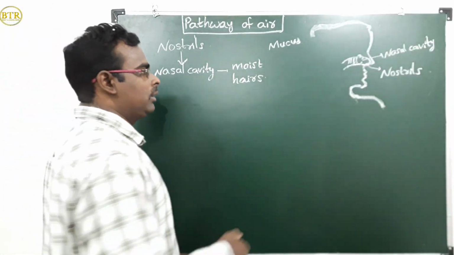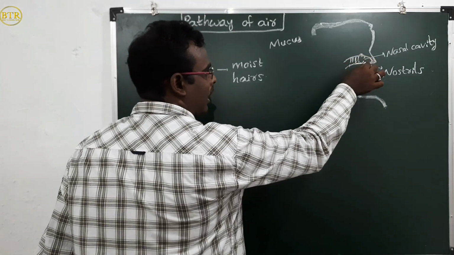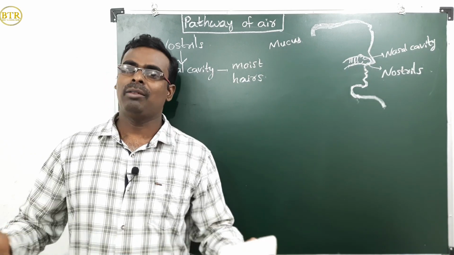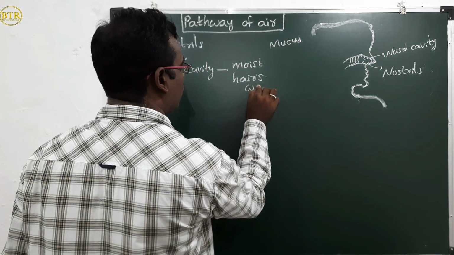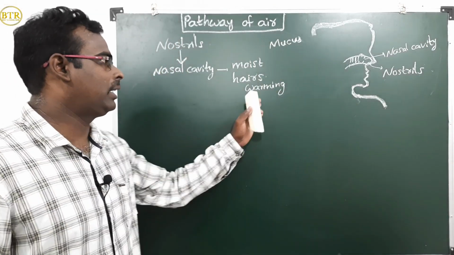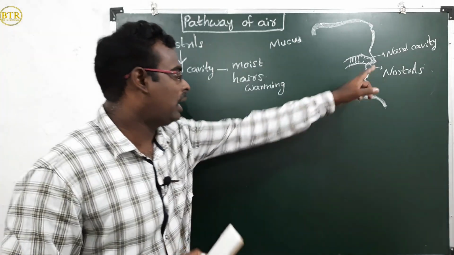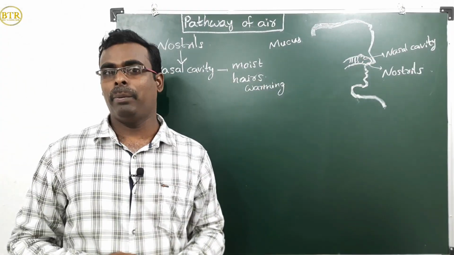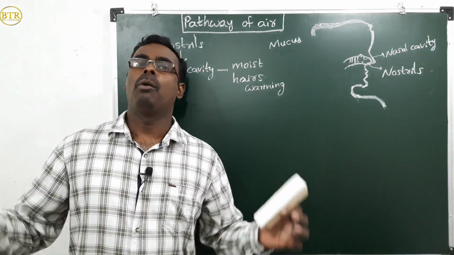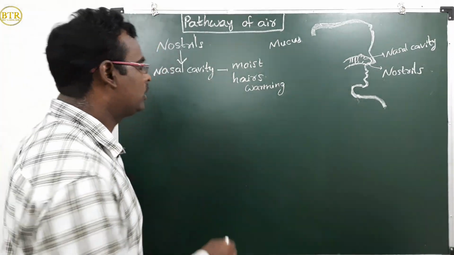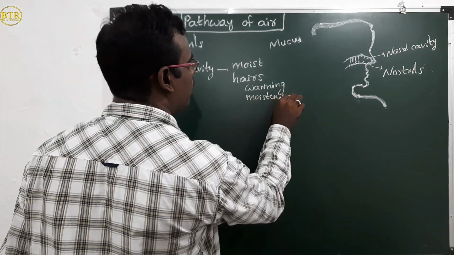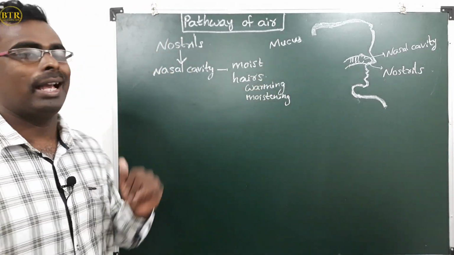Next, as the air passes through the nasal cavity, its temperature is brought close to our body temperature. That means the process of warming takes place inside the nasal cavity. Also, as the air passes through, it takes up water vapor so that it becomes more moist than before. That means moistening and warming processes occur in the nasal cavity.